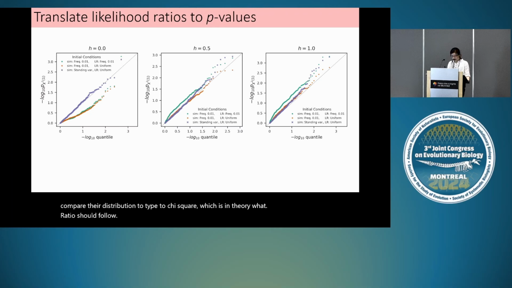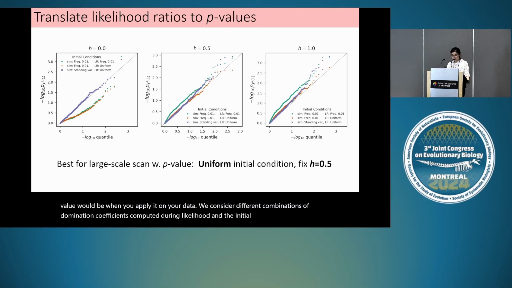So here are the resulting QQ plots. The closer these dots are to the x equals y line, the better this distribution resembles a chi-square, and then the more reliable the p-value would be when you apply it on your data. We consider different combinations of dominance coefficients used during likelihood computation and initial conditions, and found that the best combination is when we compute likelihood using a uniform initial distribution, that is, no assumption at all, and fix the dominance to be 1/2, just for a speedy run.